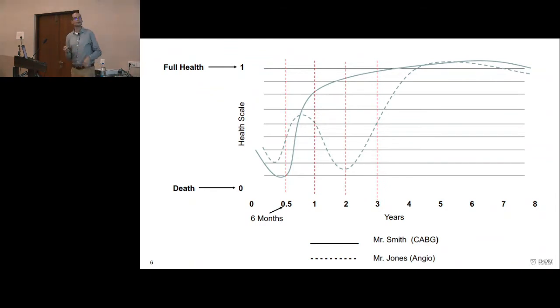If you looked at quality of life immediately after the surgery, Mr. Jones with angio is actually doing better than Mr. Smith. But overall, the area under the curve is much larger for Mr. Smith. So the quality adjusted life year allows you to adjust for quality at each point in time. And it can change. It doesn't always have to go down. It can go down and up again, depending on how the patient's health progresses.